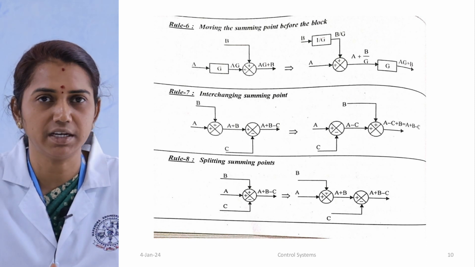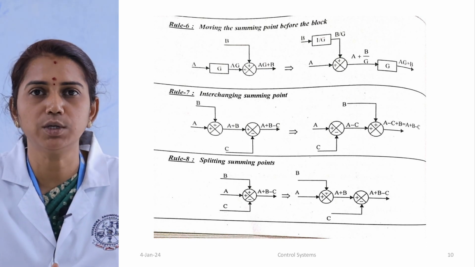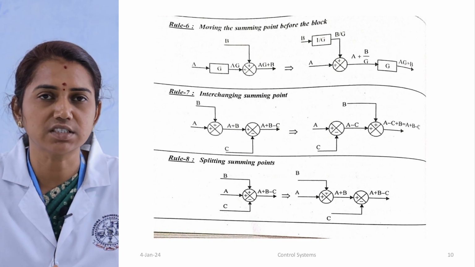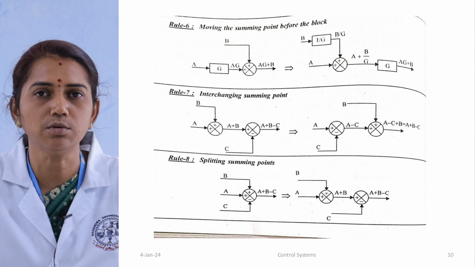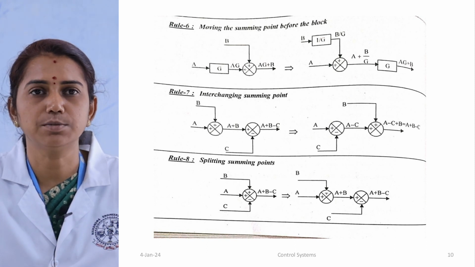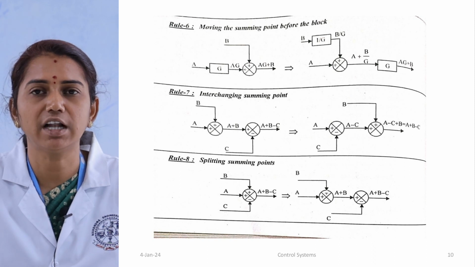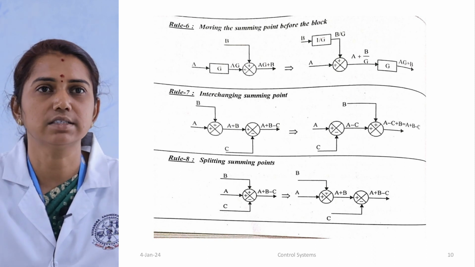So A plus B minus C is split into two summing points, with the first summing point having the inputs A and B with a positive sign, and the second summing point having the input C with the negative sign. So the final value will be A plus B minus C.